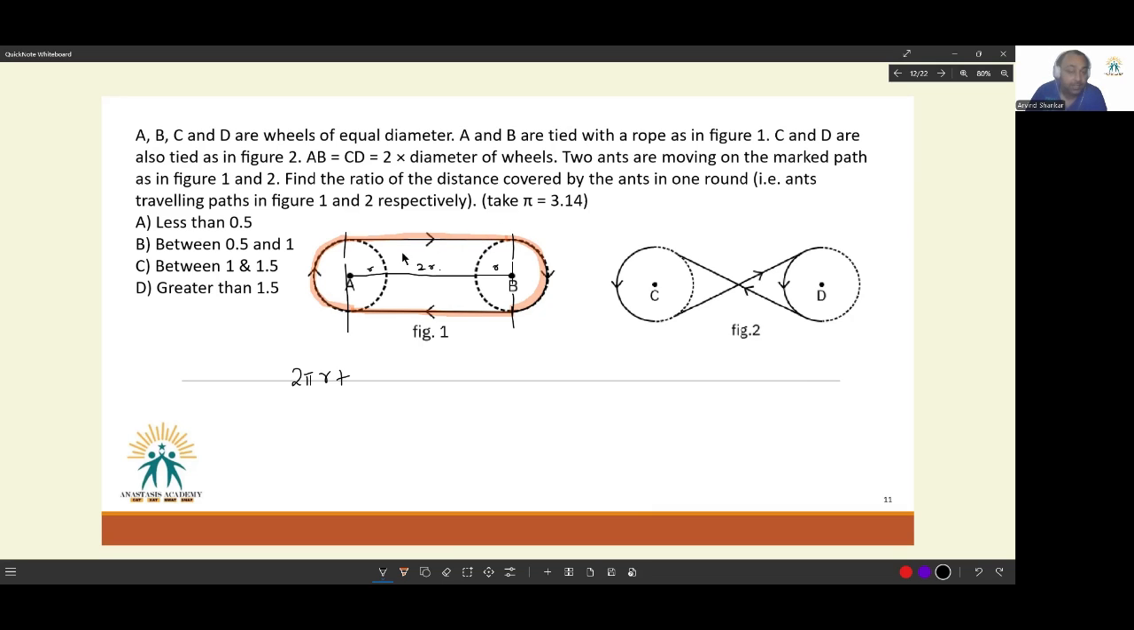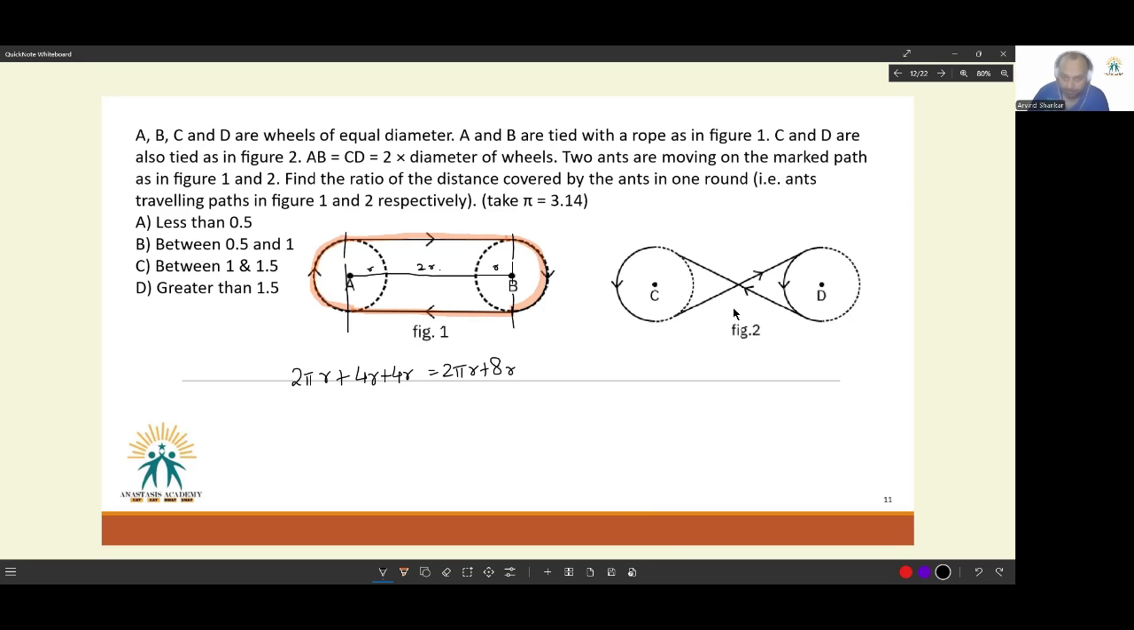Now this direct common tangent is very simple to do because the radii of both these circles is identical. Can I say the direct common tangent is as good as 4r? And another 4r. So altogether we are getting 2 pi r plus 8r. For the first one, we are getting 2 pi r plus 8r. Okay. For the first ant, this is the distance being traveled.